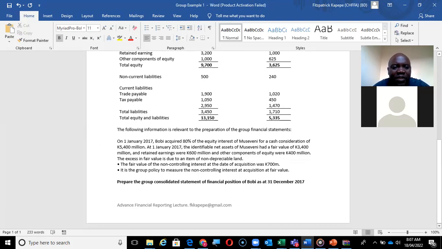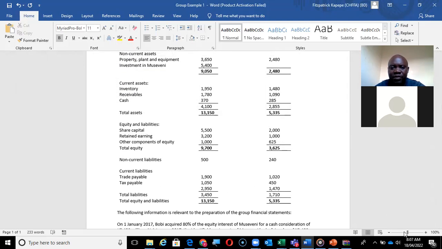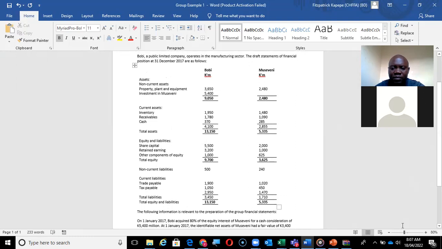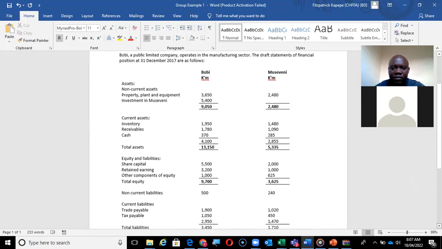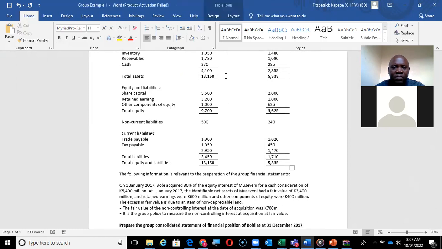The question reads, the following information is relevant to the preparation of the group financial statements. On 1st January 2017, Bobby acquired 80% of the equity interest of M7 for cash consideration of 5.4. Again, we should always connect this to what is in the balance sheet on investments.